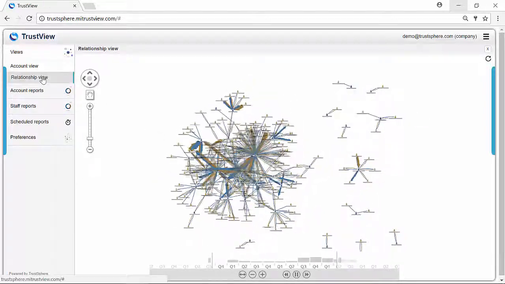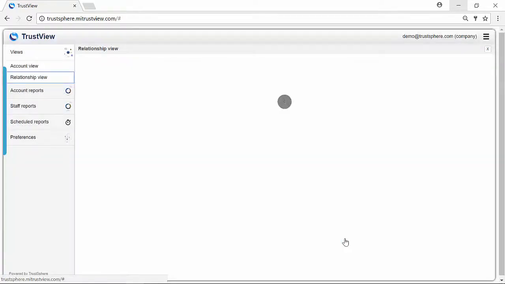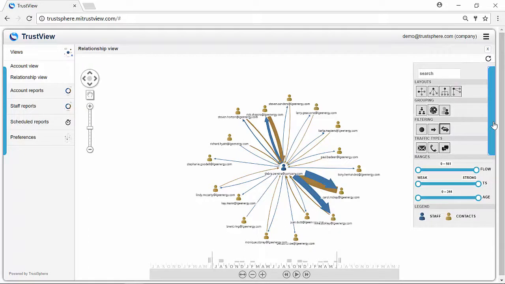Let's say we wanted to drill down on a particular individual to understand his or her relationships with your client account. Let's take, for example, Deborah Pereira and her relationships with LGE Energy. We can instantly see all of her relationships, 17 unique relationships in this case. You can quickly see that she has a number of strong relationships and some weak ones.